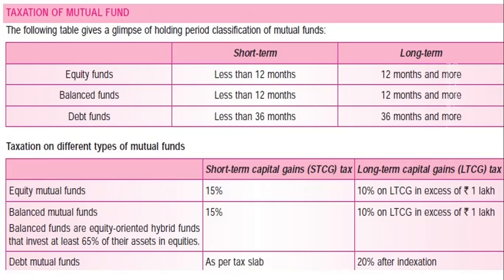What would be the rate? In case of an equity mutual fund, for less than 1 year, I have to pay 15% short-term capital gain. If it is more than 1 year, more than 12 months, 10% on long-term capital gain without indexation in excess of rupees 1 lakh. Balanced mutual funds, which are equity oriented hybrid funds that invest at least 65% in equity, are taxed at 15%, and 10% on long-term capital gain in excess of 1 lakh.